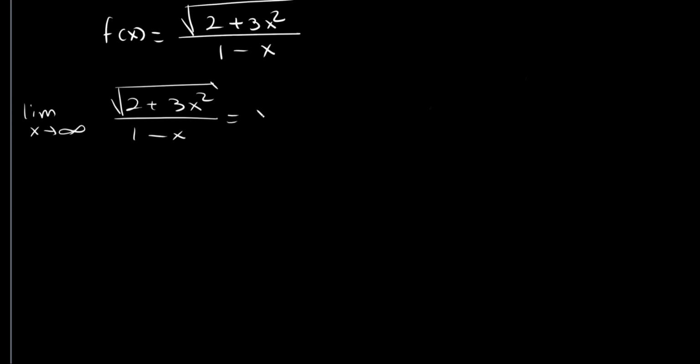So what I'm going to do right here is divide by the highest power in my denominator. If I look at my denominator, I see that it's x, x to the power of 1. So I'm going to divide everything by x to the power of 1. I'll do that in my denominator first, and then in my numerator.